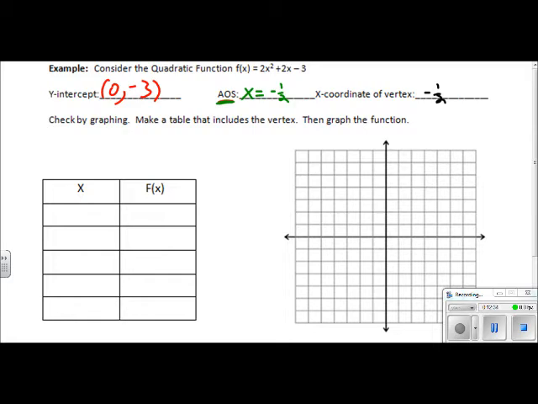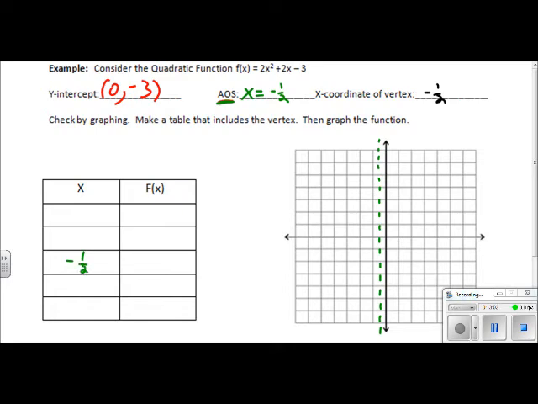So we found these properties of our parabola. So let's check these all by graphing. Again, in this case, according to what we have here, our axis of symmetry is at negative 1/2, so it looks like it's supposed to be right here. So if we know that our vertex is supposed to be there, we'll put our vertex right in the middle of our table.